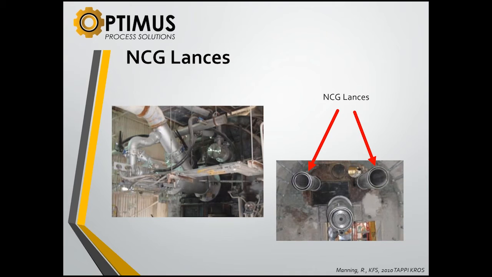This is just a look at typical lances that are set up because NCGs are introduced separately from the main burner. This is to allow the main burner to provide the heat that's needed and the NCGs to not directly affect the combustion process.